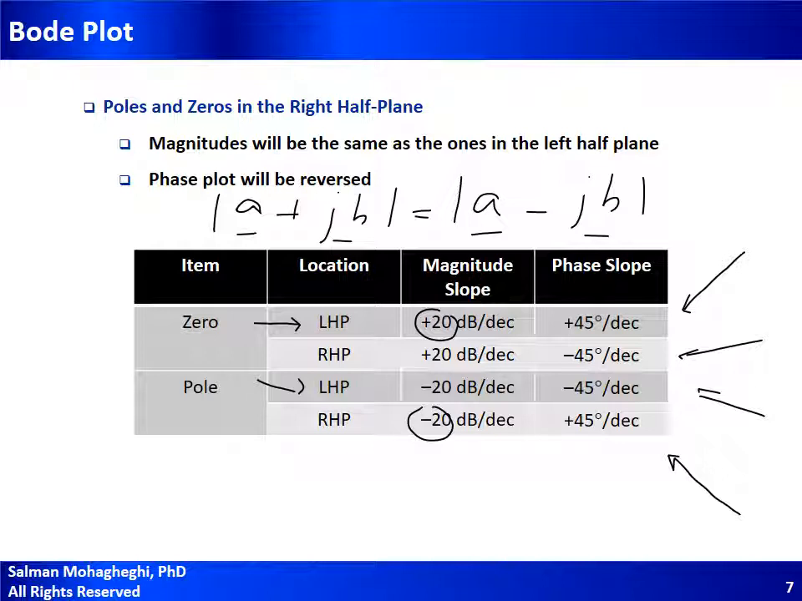I understand that this might be a little bit confusing. So one good way is to actually remember this table or write it down somewhere. And once you look at a particular transfer function, immediately identify if the poles or zeros are actually located on the left half plane or right half plane. Based on what you see in the transfer function, then you can see what the slope is going to be for either the magnitude or the phase.